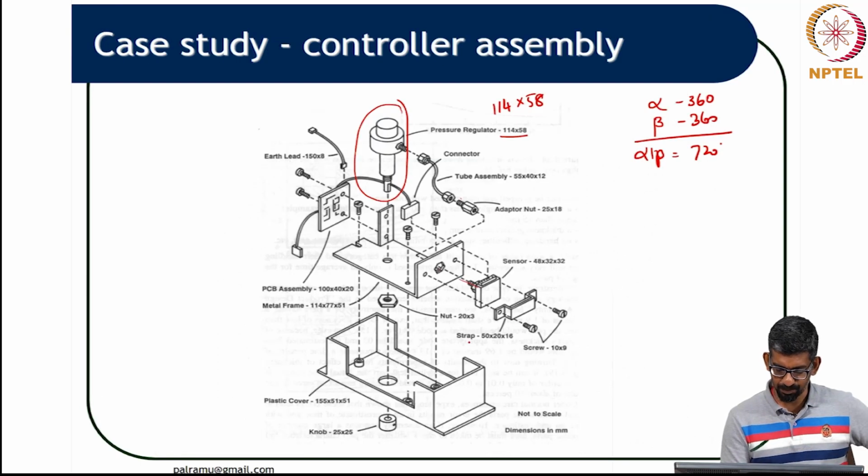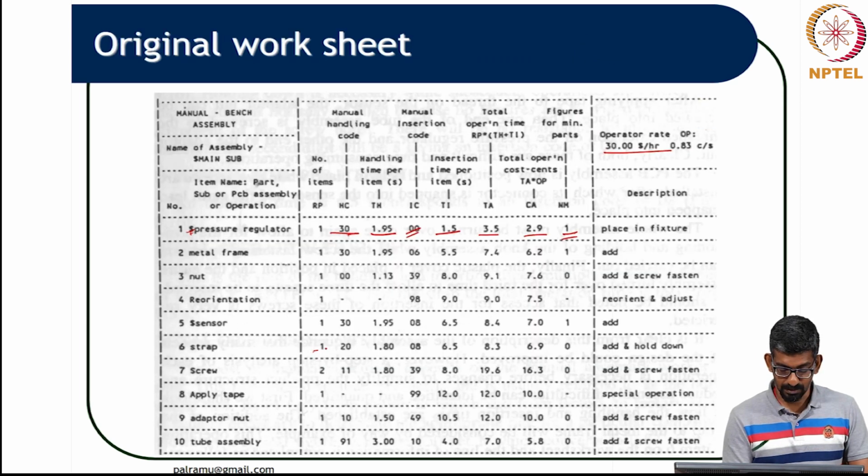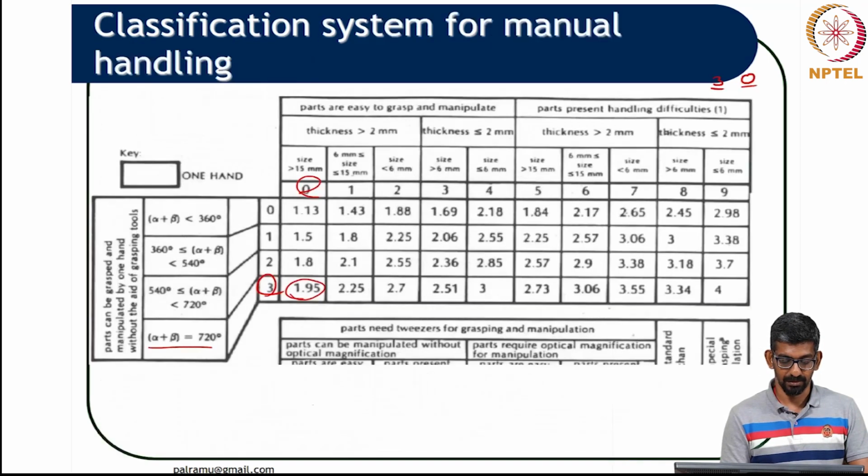So, we will see the strap, this is a strap. Okay. Here what it is written is 50 times 20 times 16. Okay. So, naturally 50 is the length, 20 is the height here and this thickness is 16. Okay. What is the manual handling code for this? Can the strap be handled by one hand? Yes. Yes.